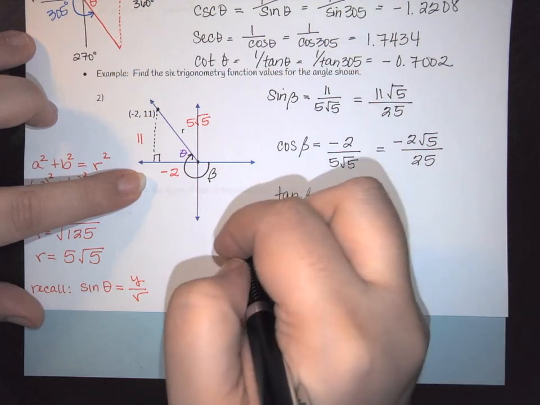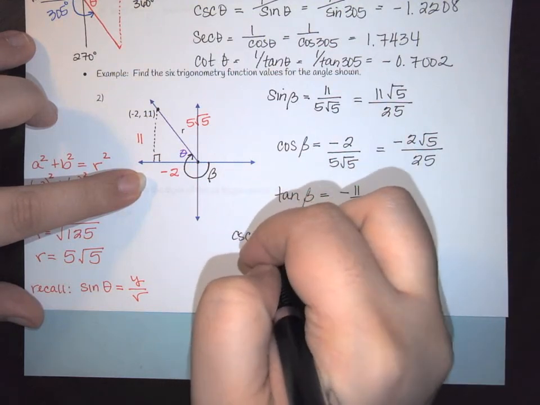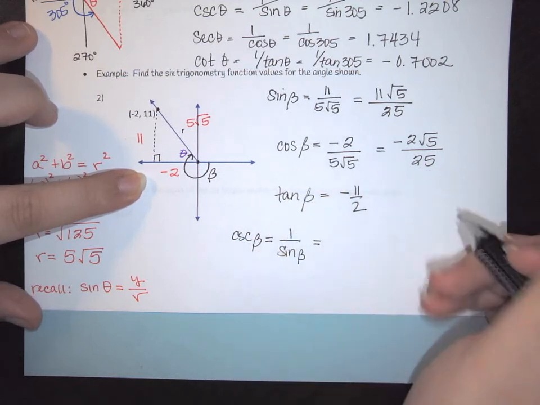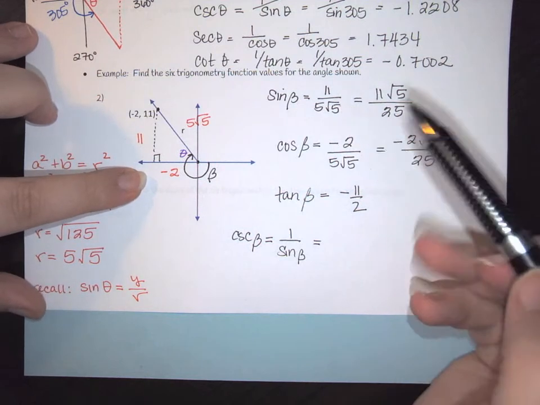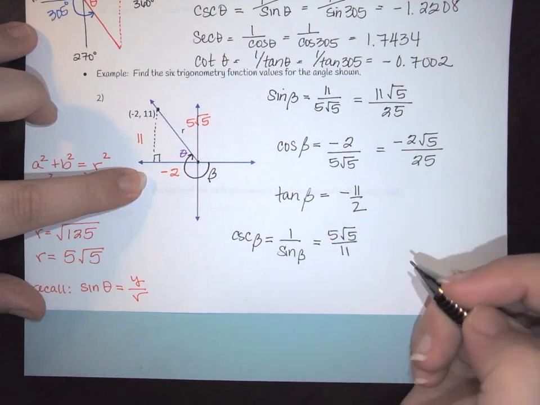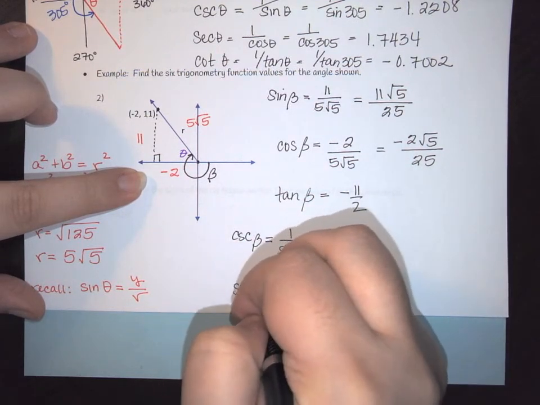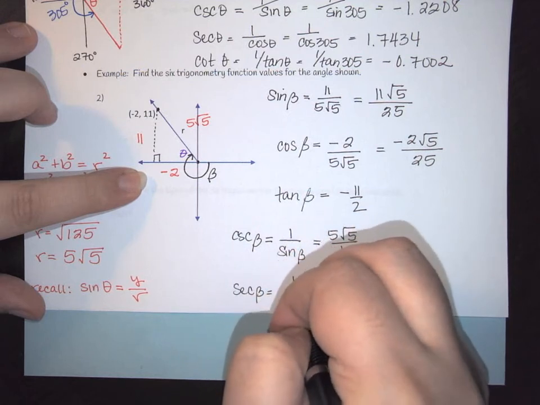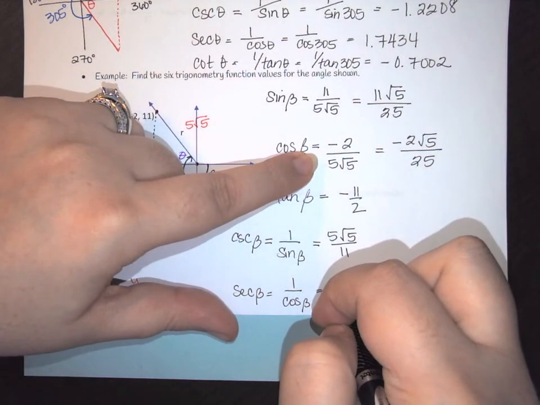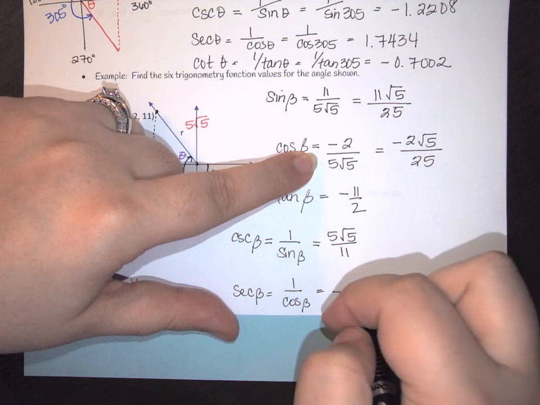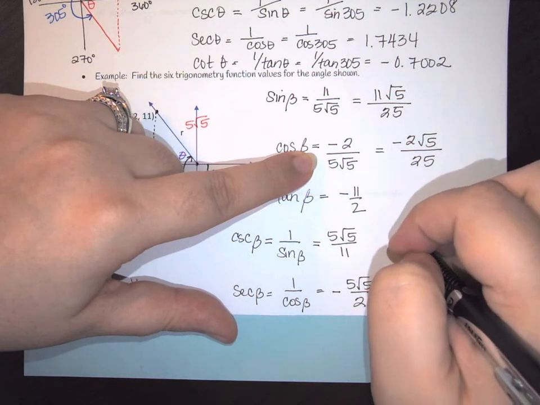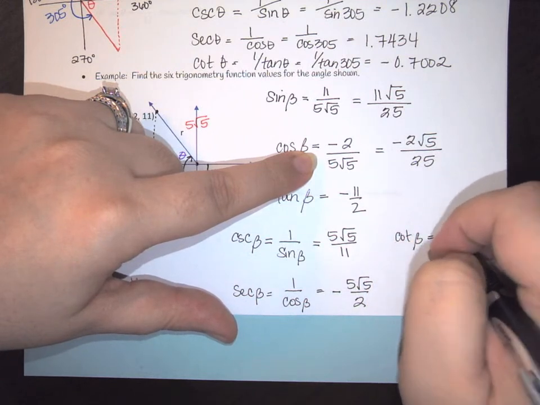Now we need to do the opposite. So we have the cosecant of your angle is going to be 1 over the sine of your angle, which essentially means take the sine of your angle and flip its reciprocal. So this is going to be 5 square roots of 5 over 11. Your secant is going to be the same. It's 1 over the cosine. So go back to your cosine and you're going to flip its reciprocal. So this is still going to be negative, and it's going to be 5 square roots of 5 over 2. Last, we have your cotangent of your angle, which is going to be 1 over the tangent.